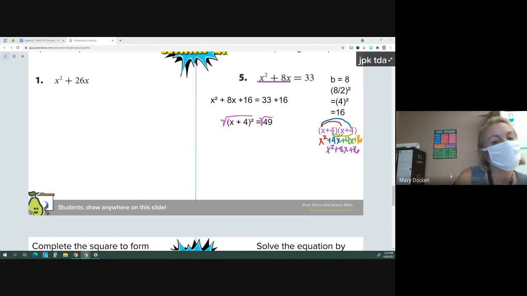Okay, and when I take the square root of (x plus 4) squared, they're like inverse operations. They cancel each other out. So I'm just left with x plus 4 equals. And this is where we have to put in that plus or minus symbol. And the square root of 49, that's a perfect square, so it's 7.